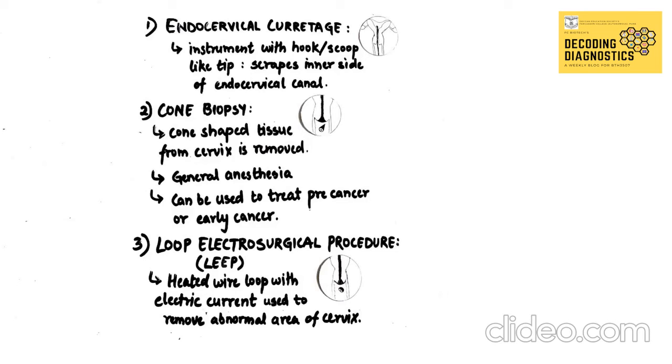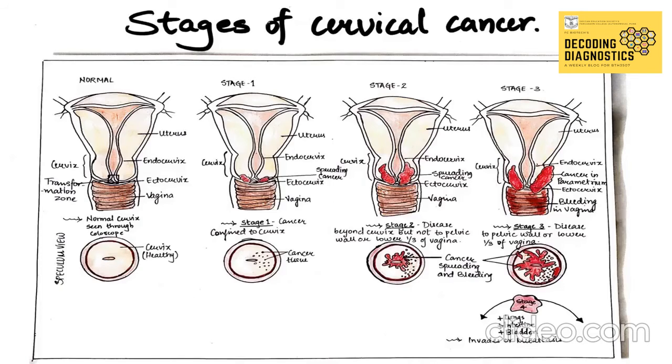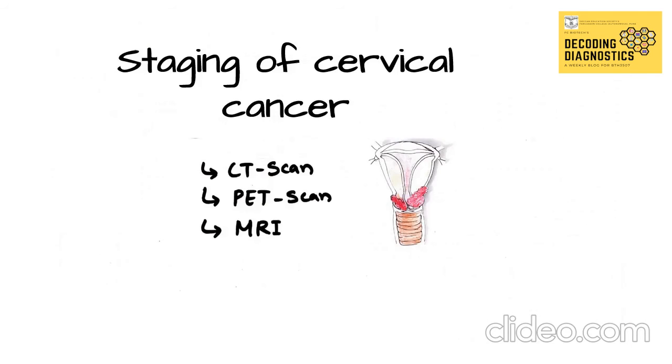Stages of cervical cancer. Stage 1: cervical carcinoma is confined to the cervix. In stage 2, the carcinoma invades beyond the cervix but not to the pelvic wall or the lower one-third of the vagina. In stage 3, the carcinoma extends to the pelvic wall and the lower one-third of the vagina. Stage 4: carcinoma extends to the bladder, rectum, and metastasis occurs.